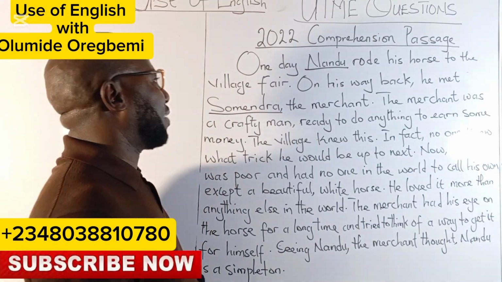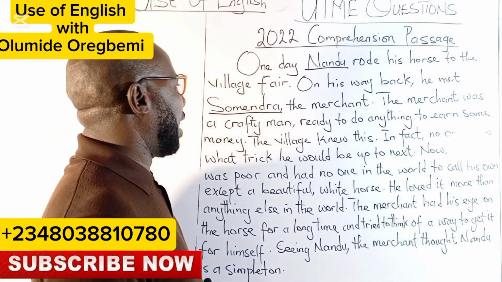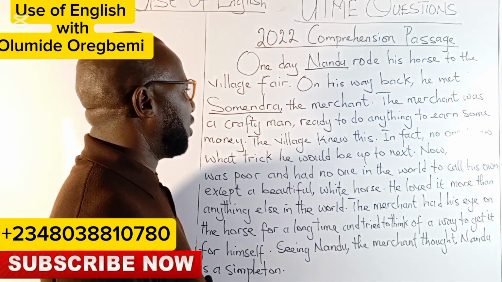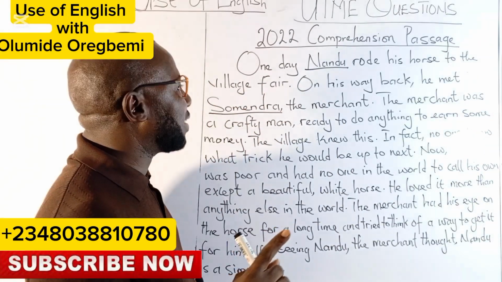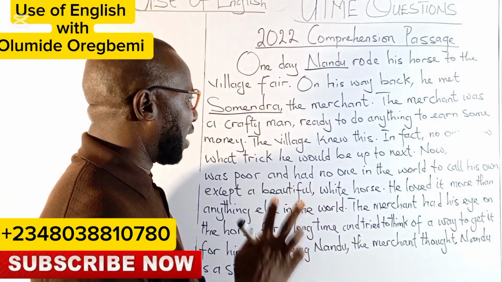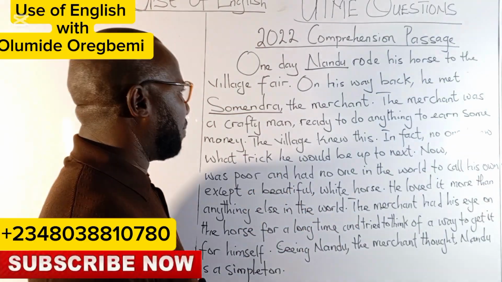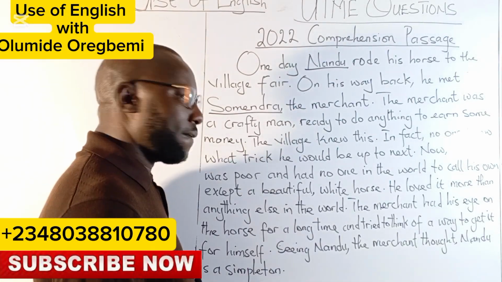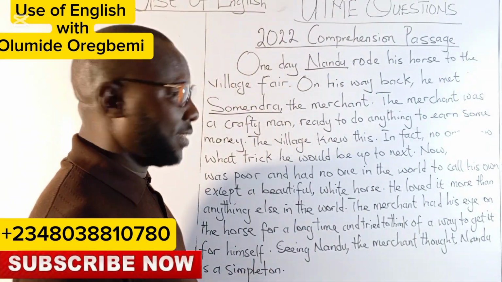Now, there are two characters. We have Nandu and Somendra. We have been given the character trait of each character, because that will help you understand the character trait of the two characters involved in the passage. Now, we have also been told that one is poor and one is crafty.